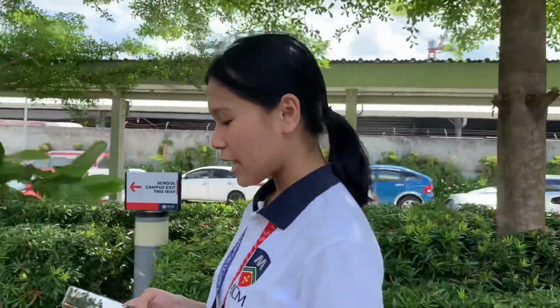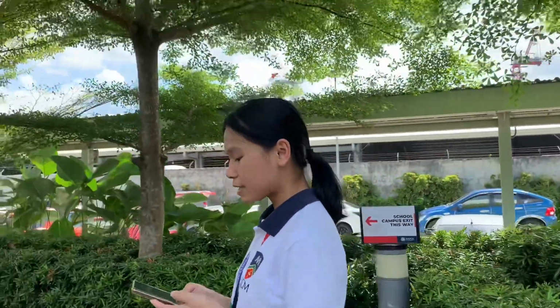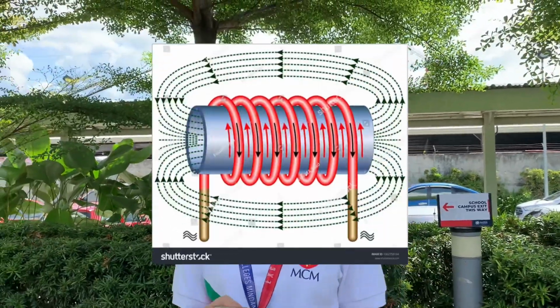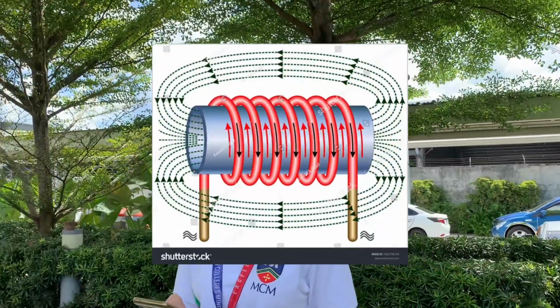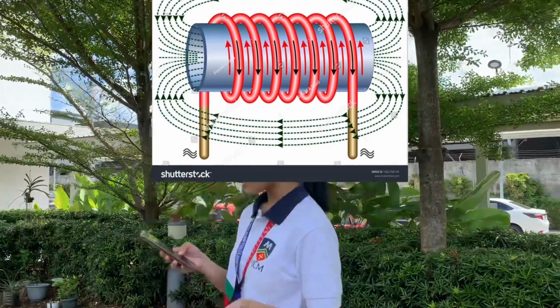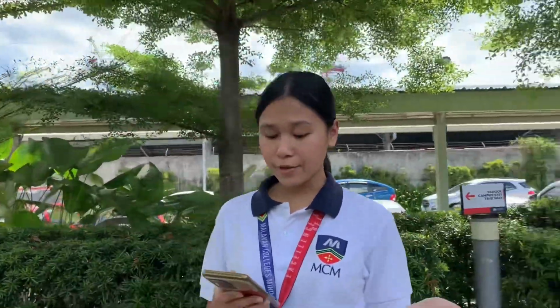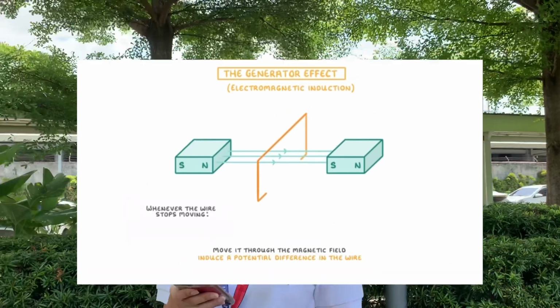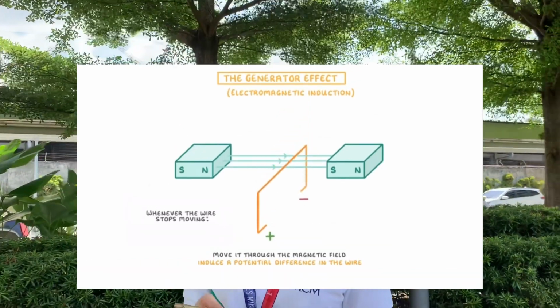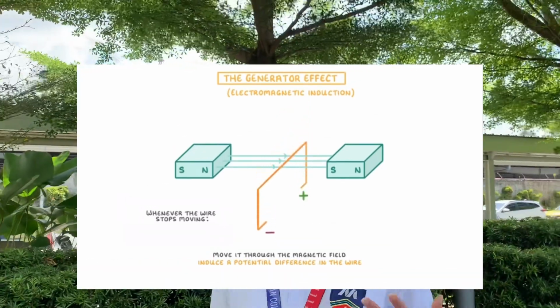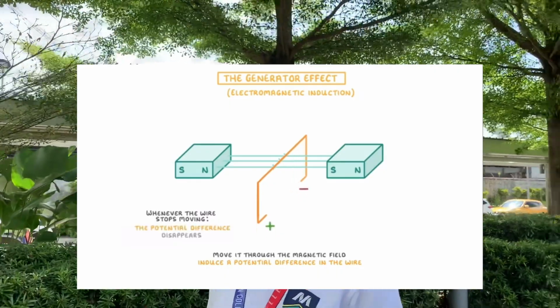Electromagnetic induction, in simple terms, is the process of generating an electric current within a conductor by exposing it to a magnetic field. This happens either when a conductor is placed in a moving magnetic field or when a conductor is constantly moving in a stationary magnetic field.